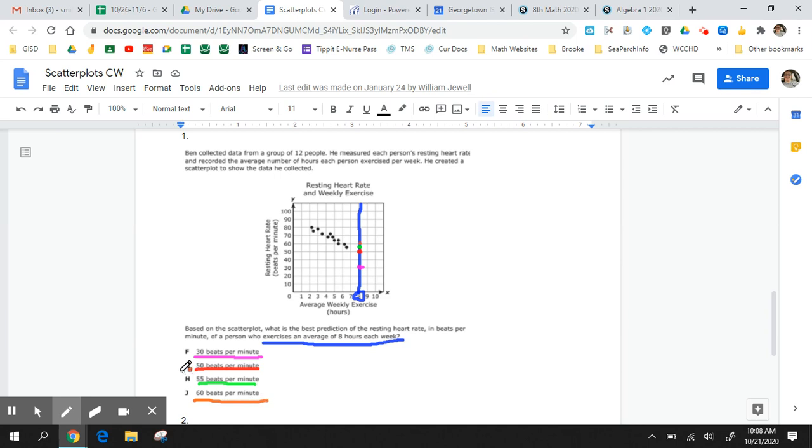So we're going to go ahead and cross off H and J. Those are way too high. If you look at 30, that's almost way too low. So we're going to go with G as our answer choice. I hope you chose G as well.